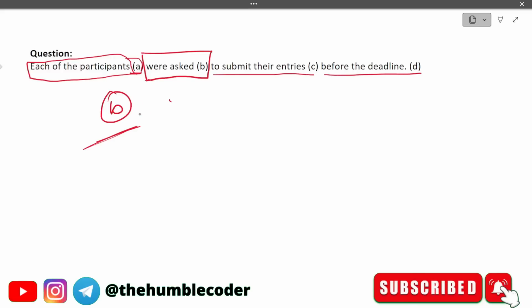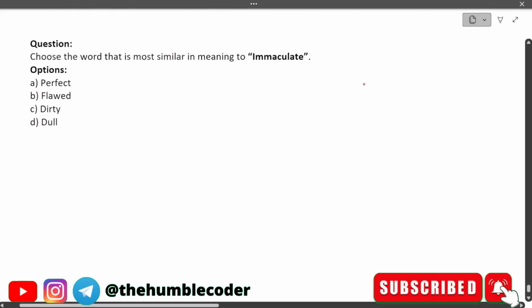Now why is B the answer for this question, and what is the error in this part? See, the subject each is singular. The sentence is starting with each, that is, each of the participants. So when we are using a singular subject, we should use was in place of were. The correct sentence should be, each of the participants was asked to submit their entries before the deadline. Hope you have understood it. If you have any doubts, let me know in the comment section.